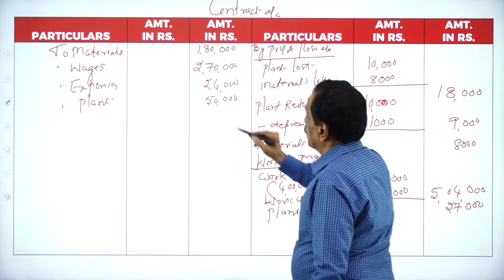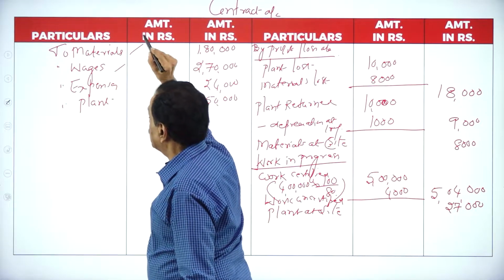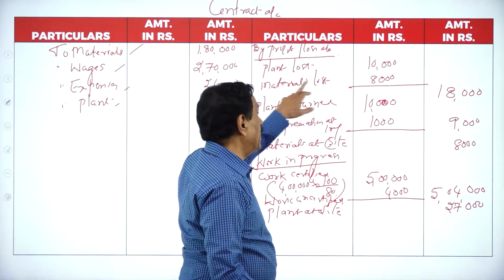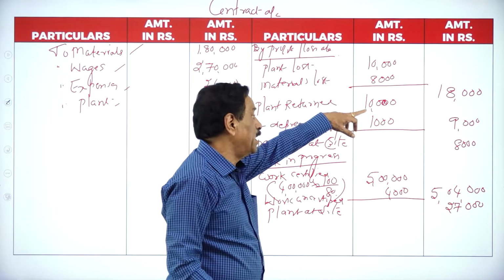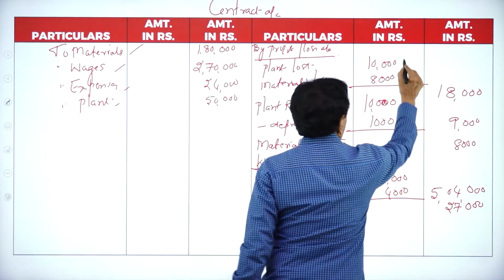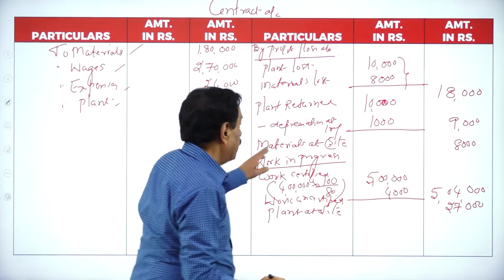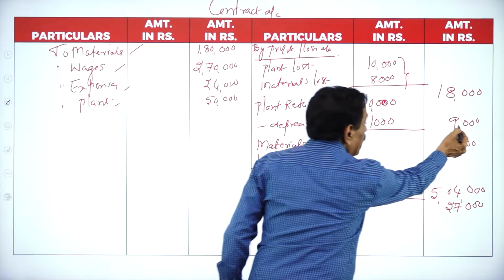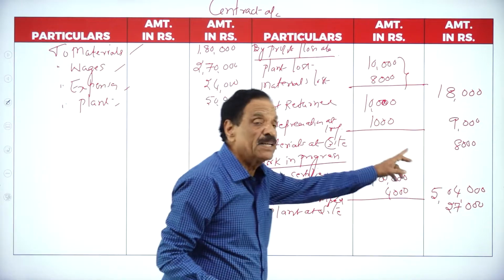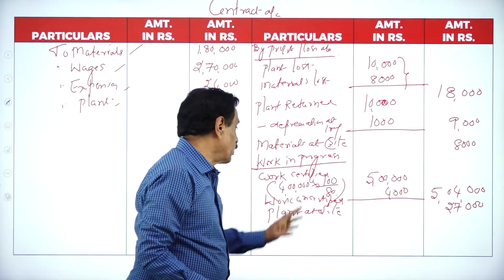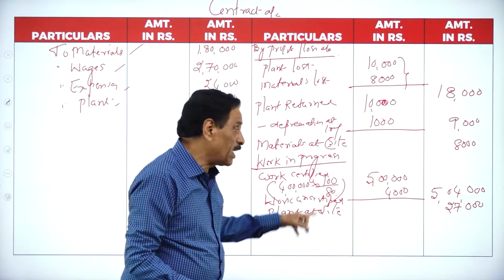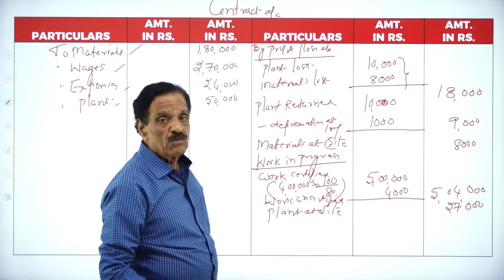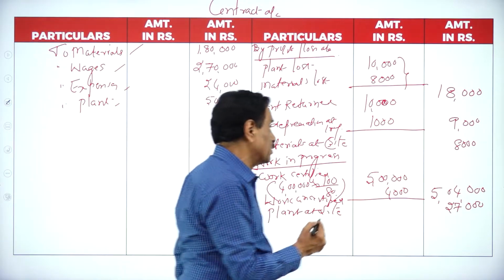So here materials expenditure, wages expenditure, expenses expenditure, plant expenditure. We lost how much? Plant loss is 10,000, material loss is 8,000, and total loss is 18,000. Plant returned is 10,000, and the depreciation at 10% is 1,000. It works out to 9,000. Material at site 8,000. Then work in progress. If 80 is the cash received, 100 is the work certified. If it is 4 lakh, it is 5 lakh. Uncertified 4,000. 5 lakh, 4,000. Plant at site 27,000. Add the figures.